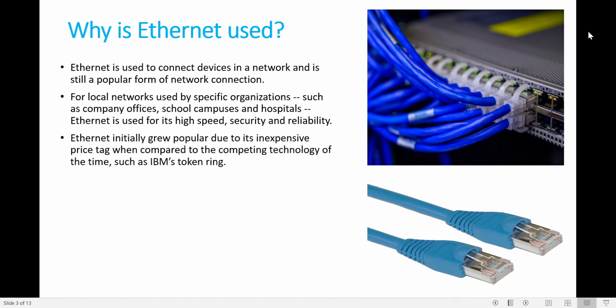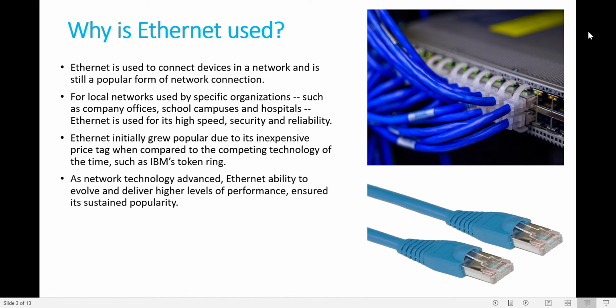Ethernet initially grew popular due to its inexpensive price tag as compared to other competing technologies at that time, such as IBM's Token Ring. As network technology advanced, Ethernet's ability to evolve and deliver higher levels of performance ensured its sustained popularity. Throughout its evolution, Ethernet also maintained backward compatibility.